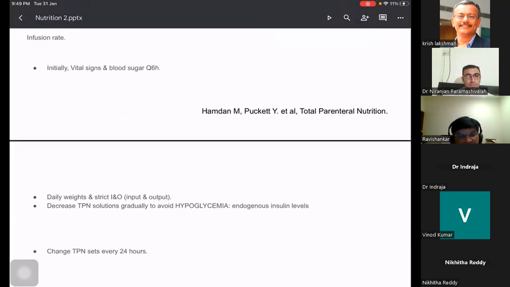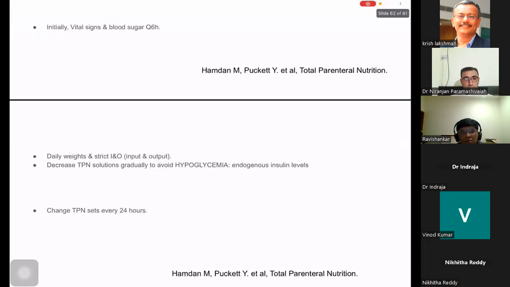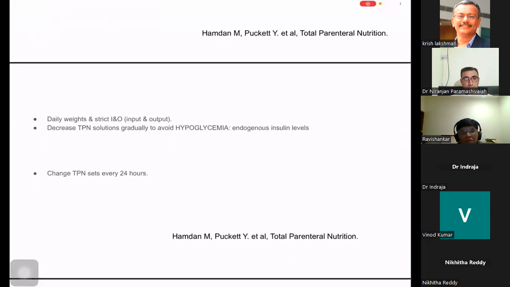Initially, blood sugar should be measured every 6 hourly, with daily measurement of weight and strict input and output monitoring. Decrease TPN solutions gradually to prevent sudden hypoglycemia, because of continuous hyperglycemia the liver is in a compromised position as it cannot start immediate production of sugars from gluconeogenesis and glycogen breakdown. And change the TPN sets every 24 hours.